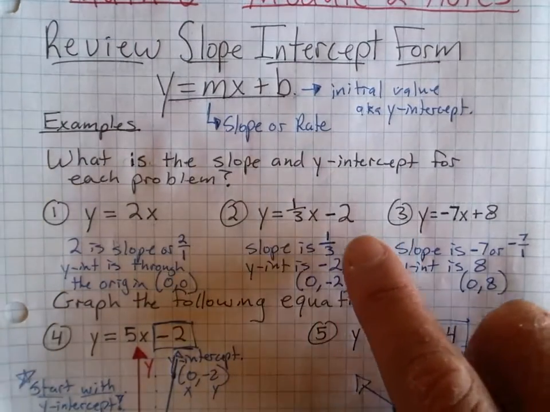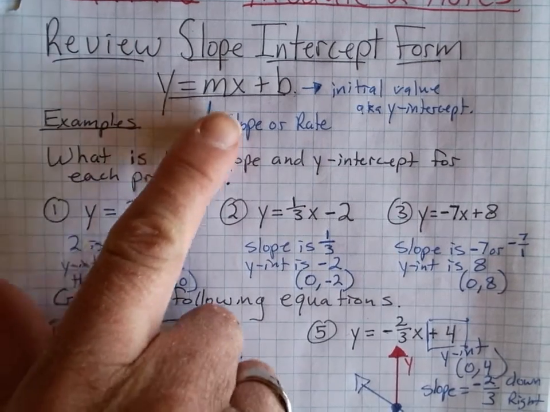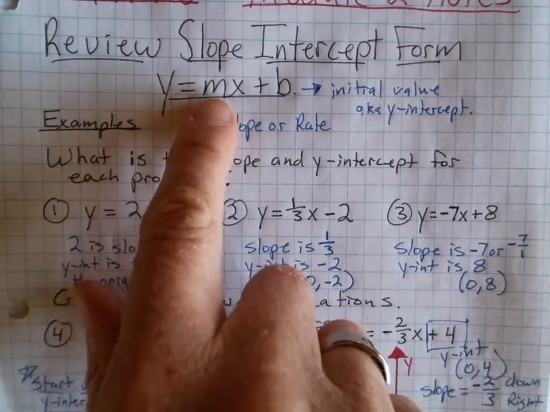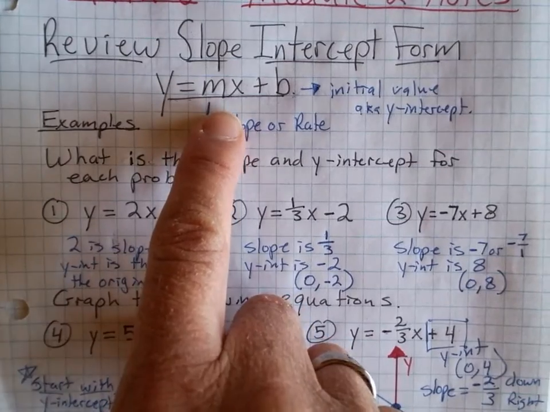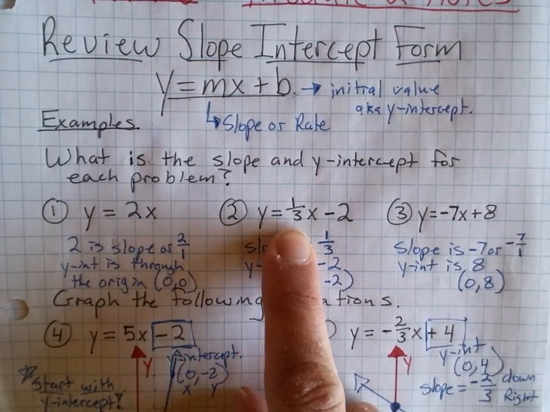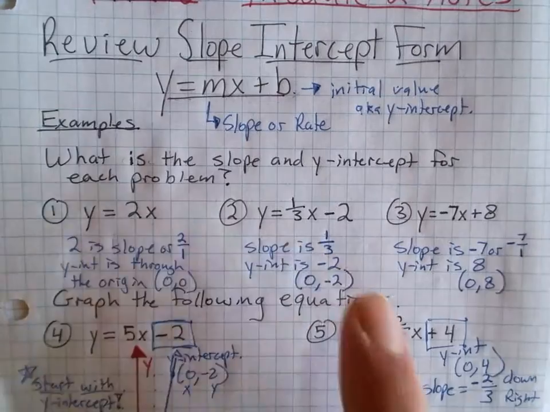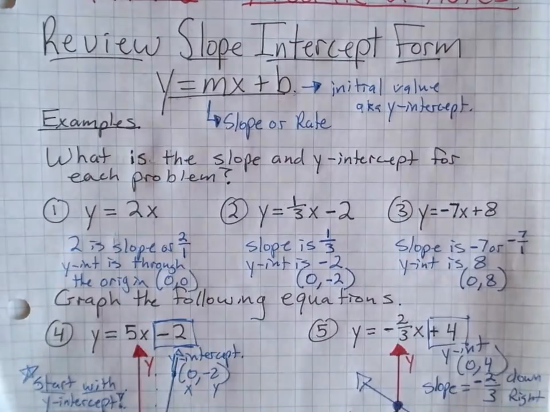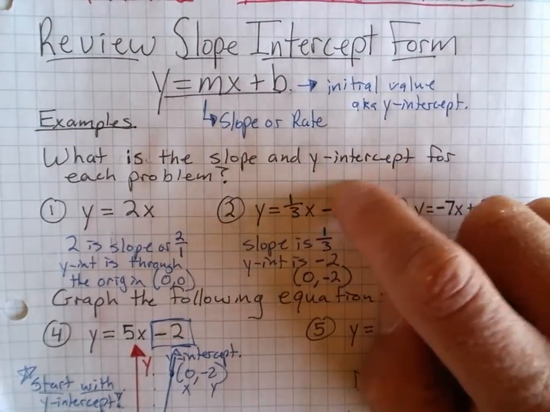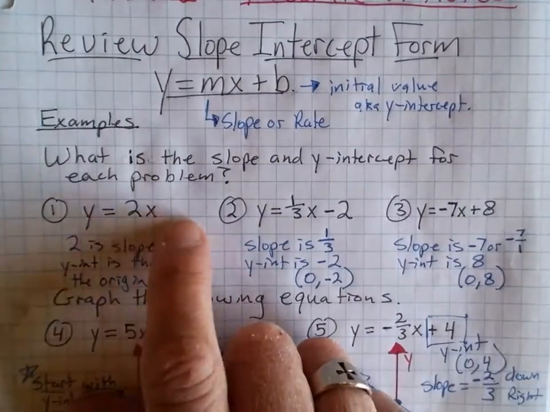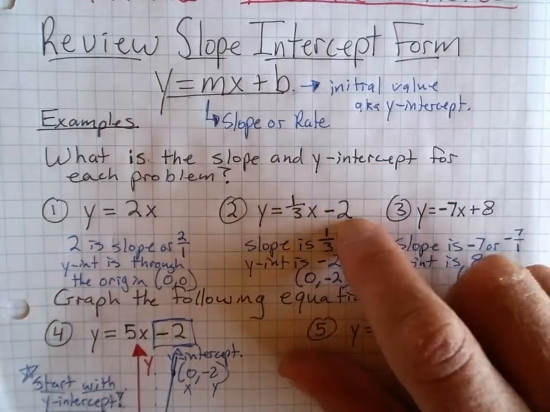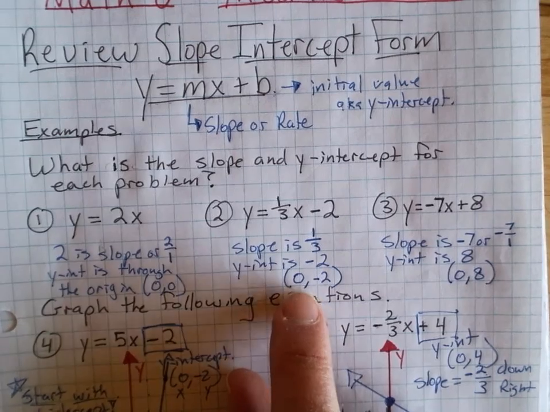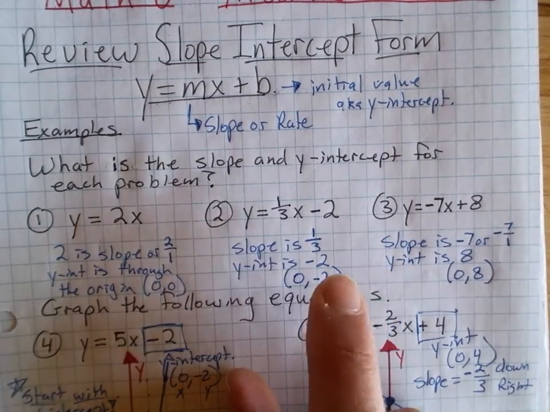For the second one, again, slope is always, every single time, the number in front of the x. What's the number in front of the x? 1/3. Your slope is 1/3. Done. Easy peasy. So then what's your y-intercept? Y-intercept is always whatever's attached over here. The y-intercept here is -2. So as a coordinate, you'd write it as 0, -2.